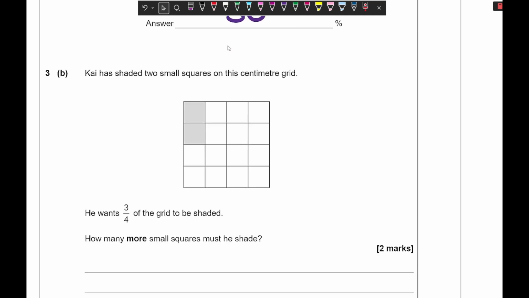Then for question B, it says Kai has shaded 2 small squares on the centimetre grid. He wants 3/4 of the grid to be shaded. How many more small squares must he shade? Well, here we've got rows or columns of 4 rather. So what we need to do is shade in 3 rows or 3 columns. So I'm going to go for columns. So here, and the question's not physically asking you to shade them, it's asking for how many more. So how many have I actually shaded? I've shaded in 10.